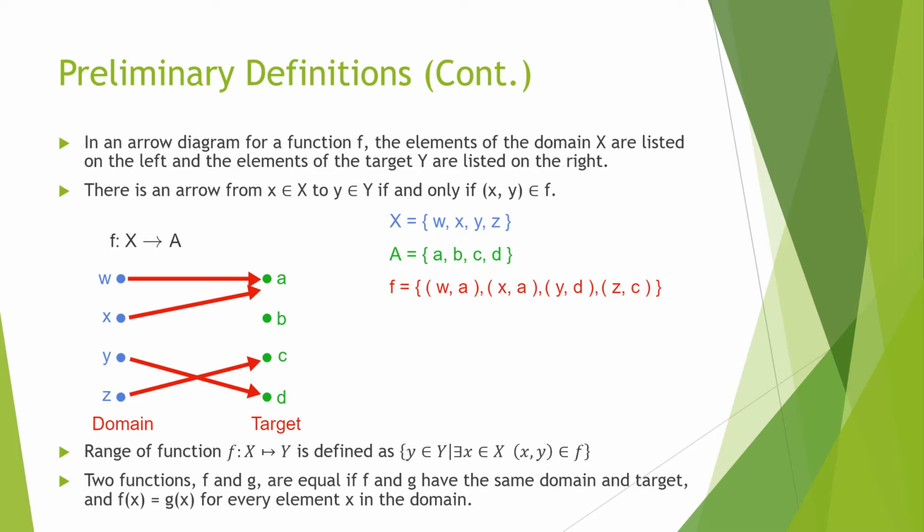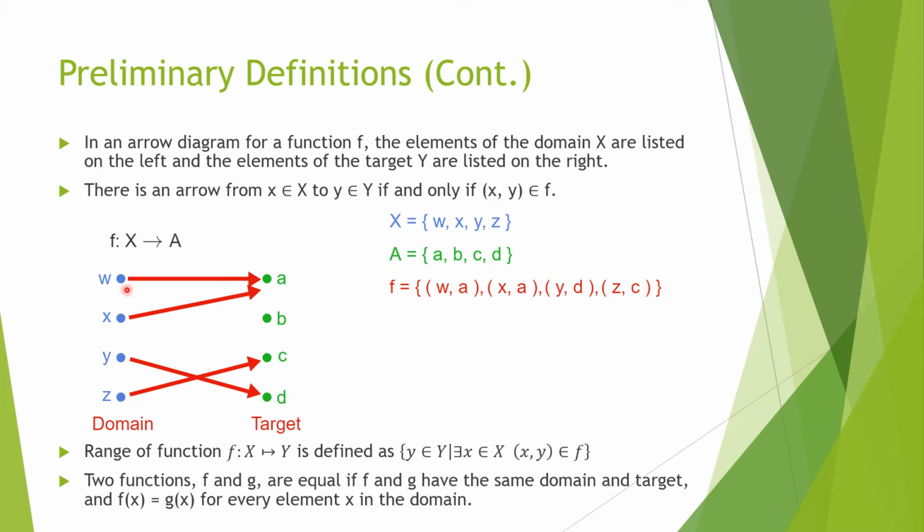So let's assume that the domain X is {w, x, y, z}, and the target is {a, b, c, d}. So a function f which contains these four ordered pairs (w, a), (x, a), (y, d), (z, c) can be represented using this arrow diagram. W, x, y, and z, which are the elements of domain, are listed on the left hand side. A, b, c, and d, which are the elements of target, are listed on the right hand side.